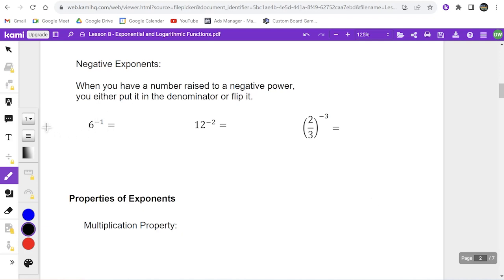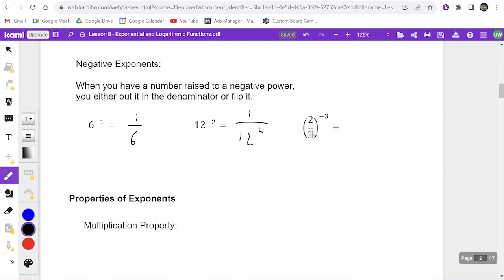If you have 6 to the negative first power, that's the same thing as 1 over 6. See that? I just put it in the denominator. Now, if I have 12 to the minus second power, that's going to be a little interesting. It's going to be 1 over 12 squared. In other words, just the negative sign went away. You still have the squared to deal with.